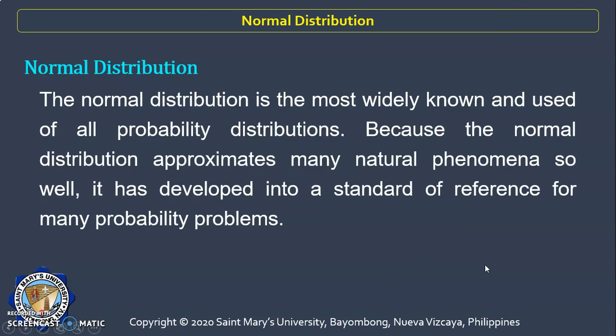So, ang normal distribution is the most widely known and used of all probability distributions because the normal distribution approximates many natural phenomena so well. It has developed into a standard of reference for many probability problems. Normal distribution is one of the references in identifying the statistical tools to be used in your research.